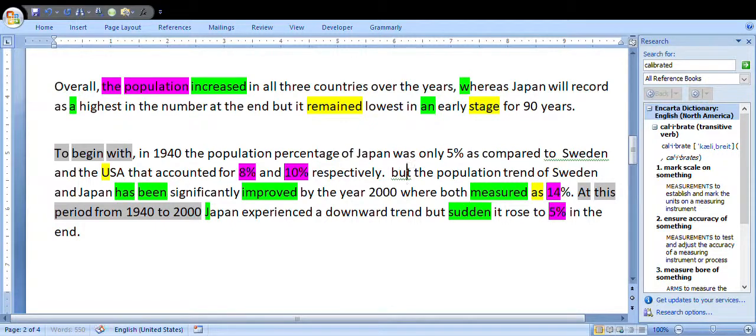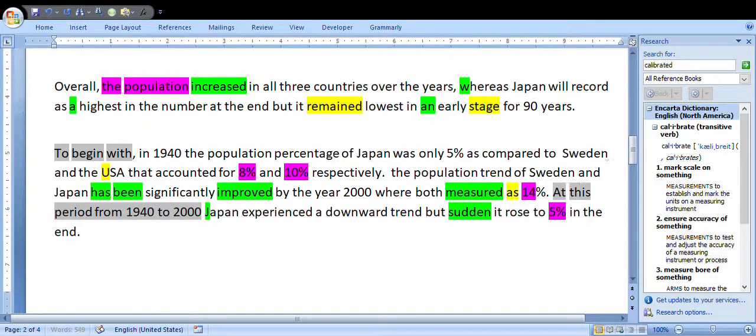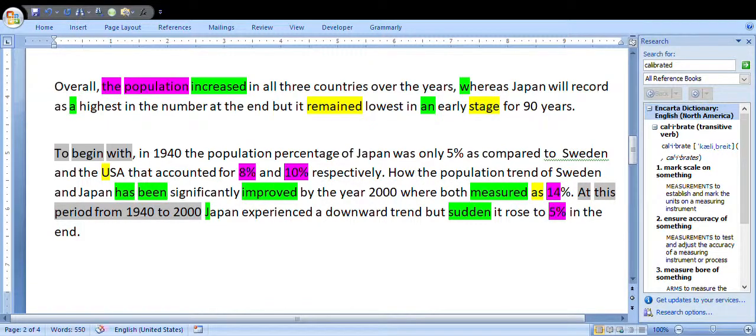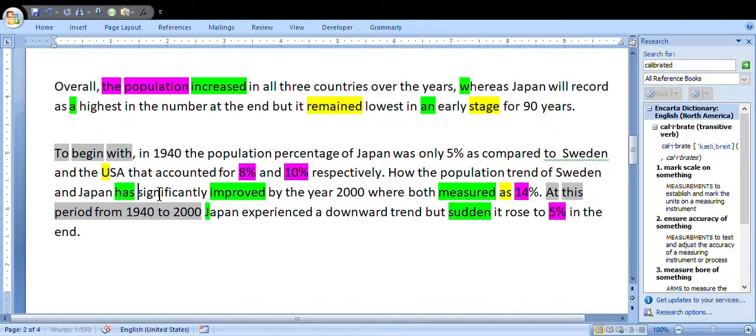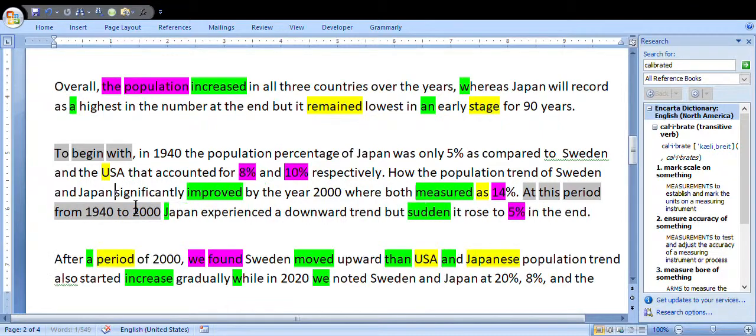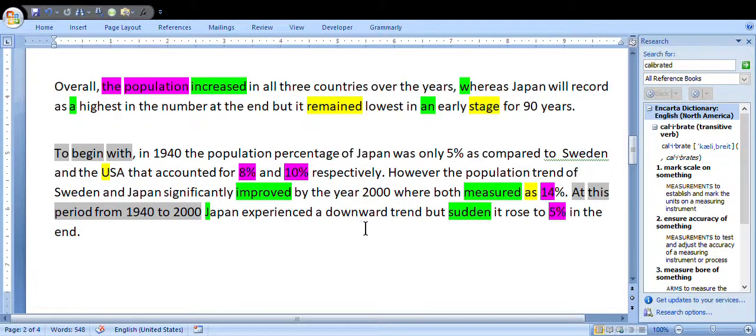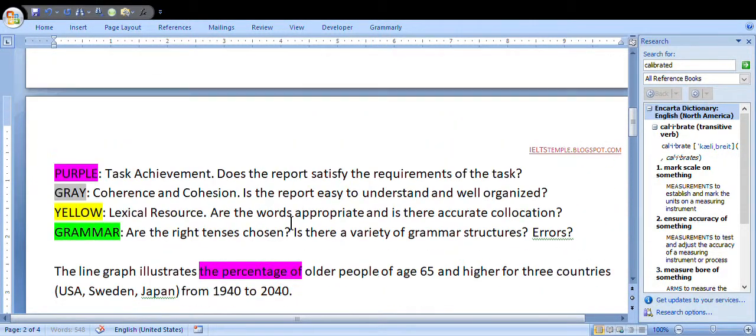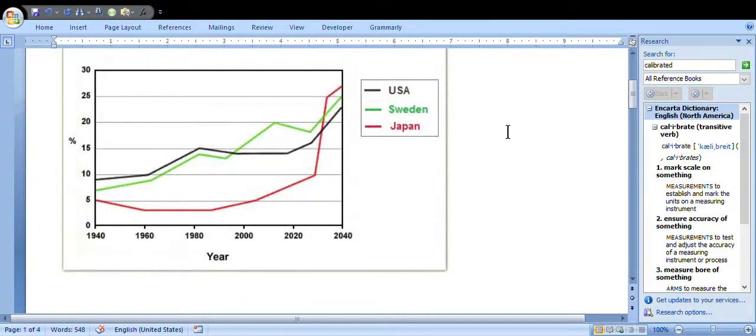However, the population trend of Sweden and Japan has been significantly improved. Okay, who improved it? No, not has been, but just improved. And actually, it didn't improve. Improve is get better. However, the population trend of Sweden and Japan significantly. However, well, what happened? I have no idea from reading the sentence. I have to look. Sweden, Japan in 2000.